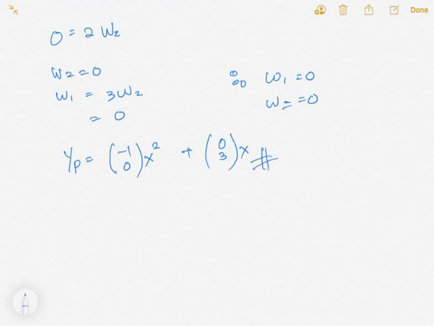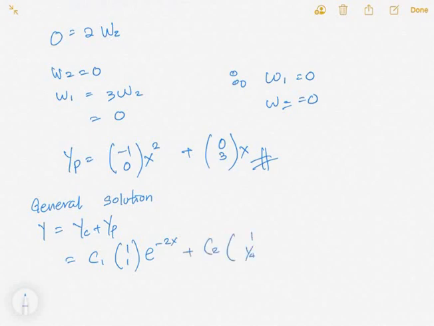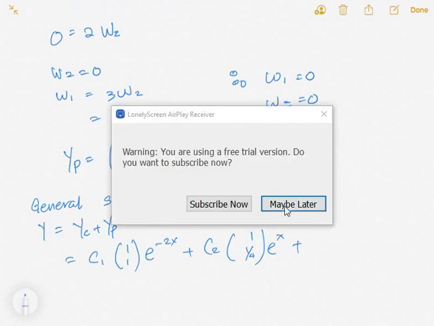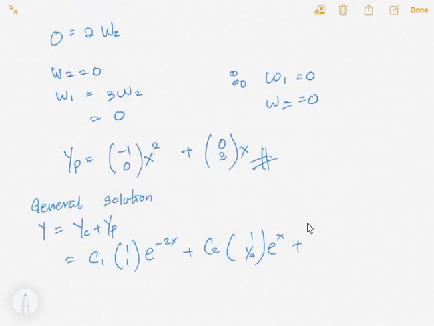So what is next? The last part will be the general solution. For the non-homogeneous, after you find the yp and yc, you need to combine them together. So y equal to yc plus yp. You know that yc is c1 times (1, 1) e to the negative 2x, plus c2 times (1, 1/4) e to the x, and then plus yp.